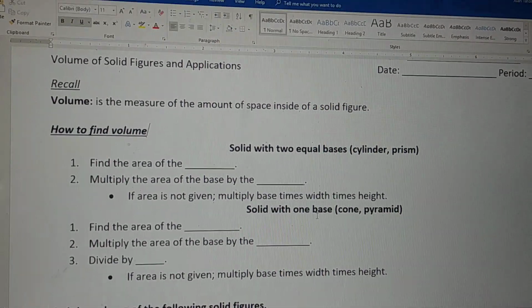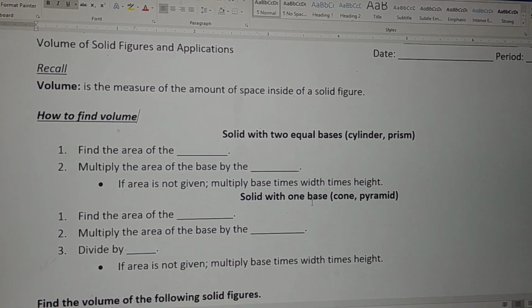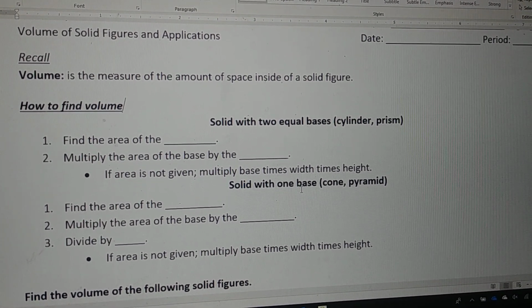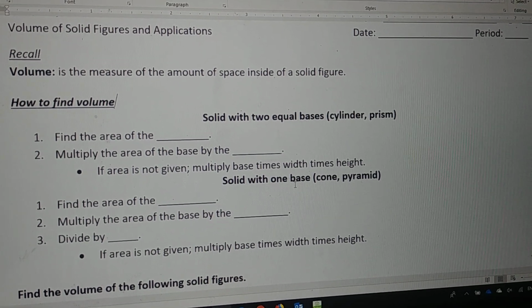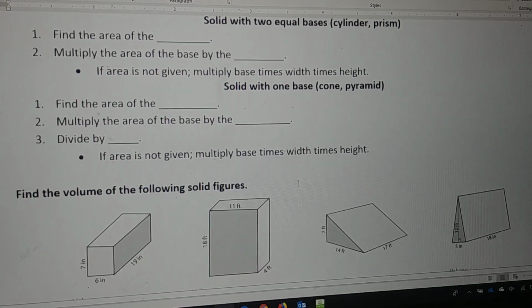Alright guys, so today's lesson is on volume of solid figures and applications. Just to remember, the definition of volume is the measure of the amount of space inside a solid figure. So how to find volume? I have a few instructions here.